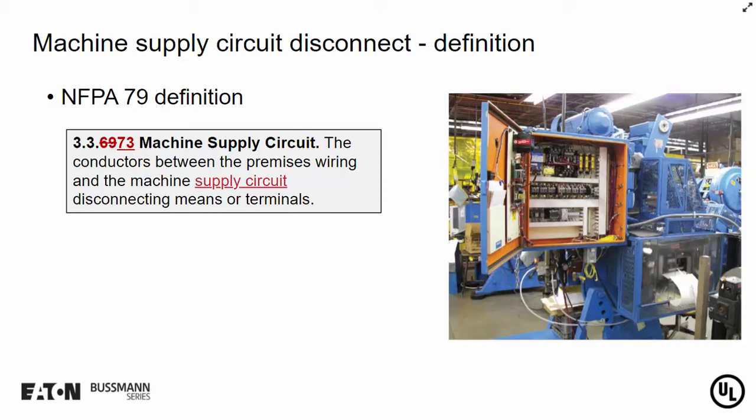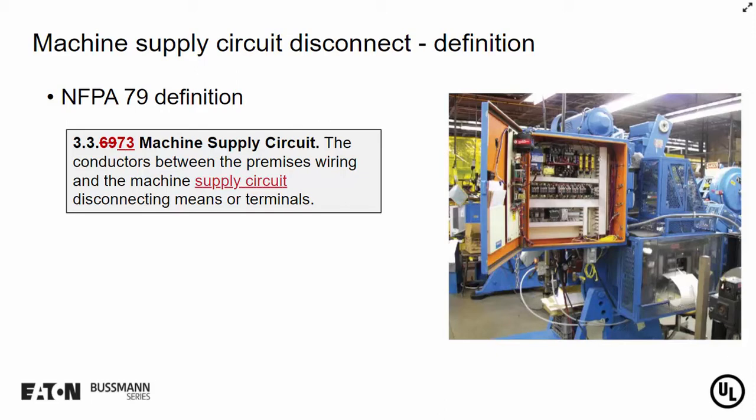The first thing I'd like to talk about is, since Chapter 5 is focused on the machine supply circuit, I'd like to start with the definition. I'd like to note that this definition was actually new in the 2018 edition. So we have now correlated this with the changes made in Chapter 5 of NFPA 79. And what you're going to see is that the changes made throughout Chapter 5 are going to be a continuation of what we tried to do in the 2018 process.